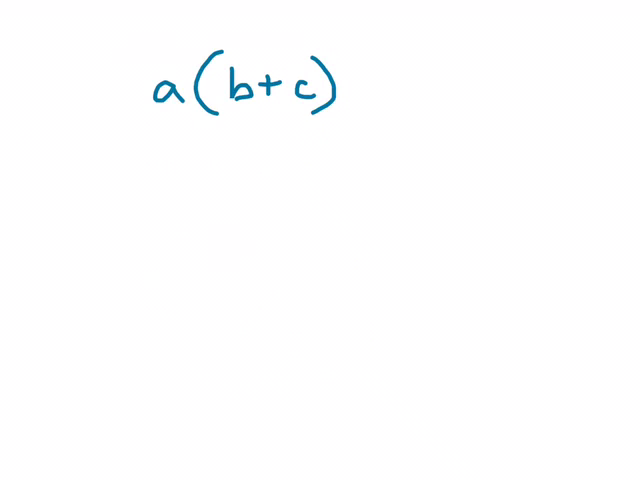It's kind of nice to know that you don't need numbers at all to make this work. So here I've got an expression with just variables. And again, I'm just going to multiply that a in. A times b is just ab, putting them next to each other. It just means a times b. And then a times c is just going to be ac. And I've gotten rid of those parentheses. AB plus AC is the same as what we started with.